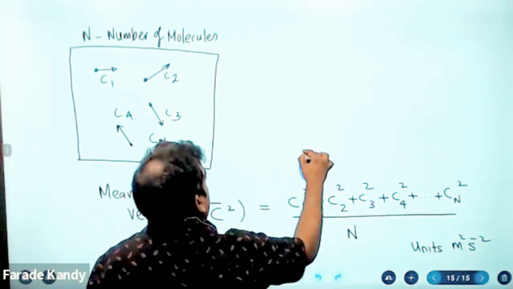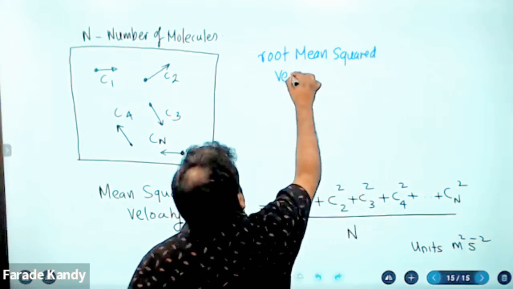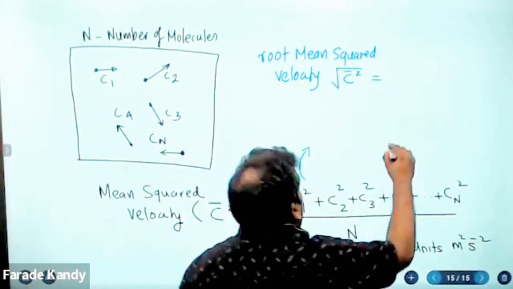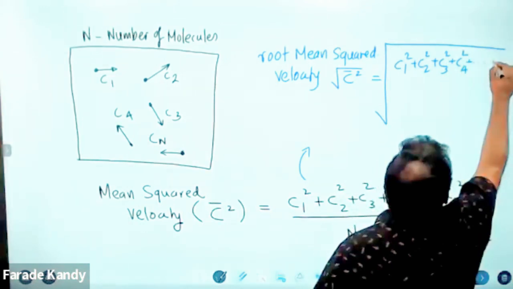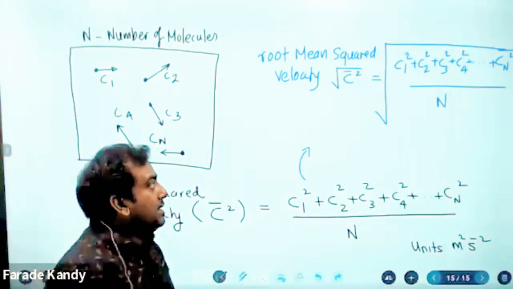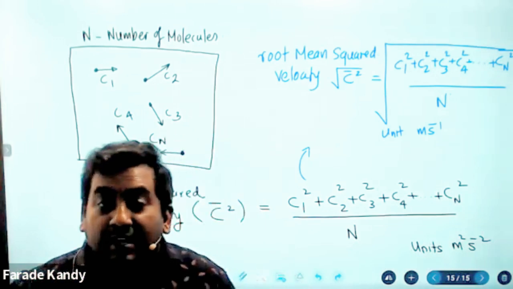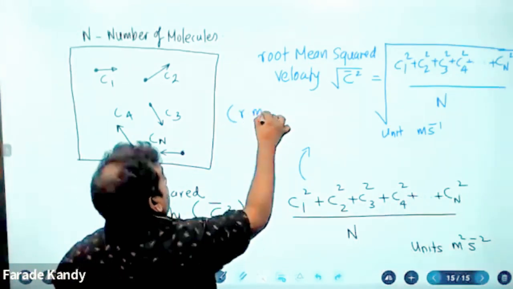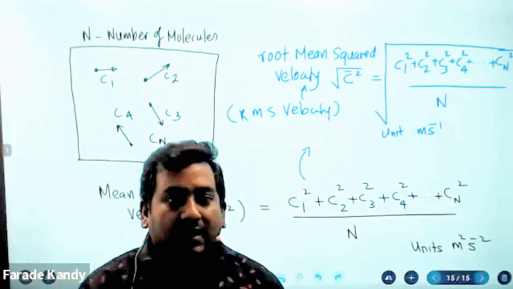From here we define root mean squared velocity. Look at the symbol. C squared bar, square root. That means this whole thing square root: C1 squared, C2 squared, C3 squared, C4 squared, Cn squared divided by number of molecules. So now you know how to find mean squared velocity. What's the unit here? The moment I take the square root, meters per second. Some people call this RMS velocity, root mean squared velocity.